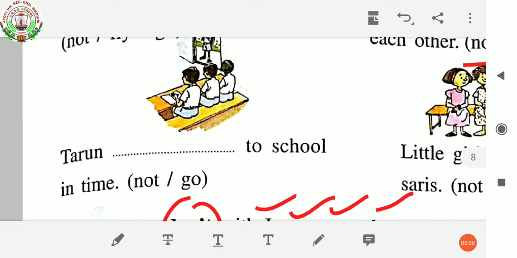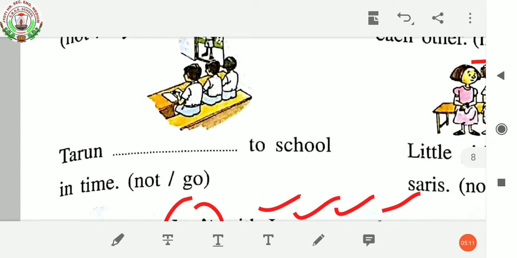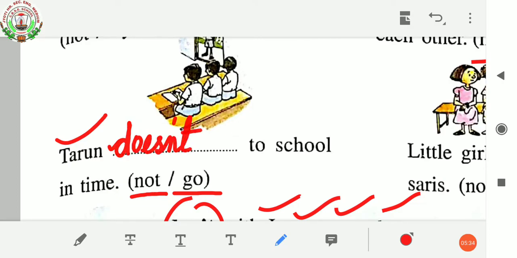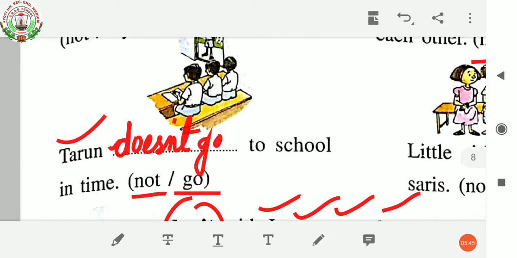here, Tarun dash to school in time. In the bracket it is written not go. So here Tarun is in singular form. With singular form we have to use doesn't. So here we have to write Tarun doesn't, D-O-E-S-N-T, doesn't. Then we have to write go. Tarun doesn't go to school in time. Now moving to the next one.